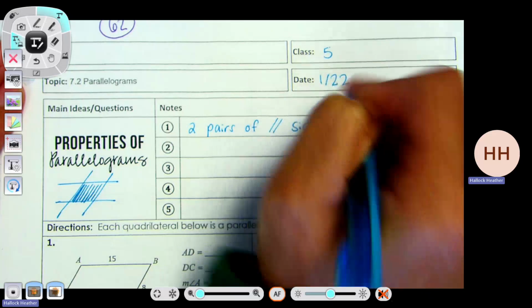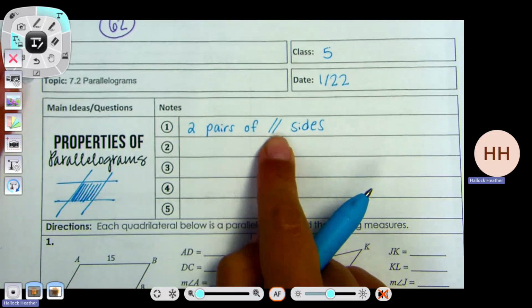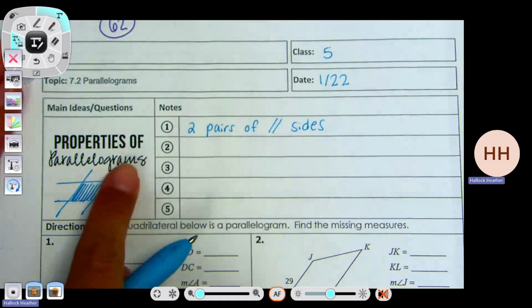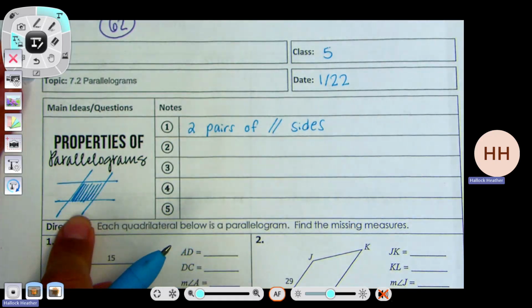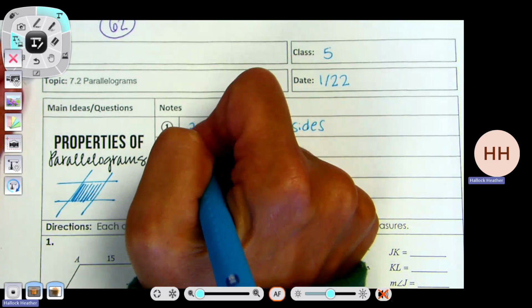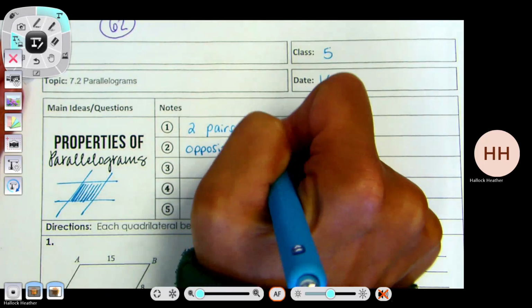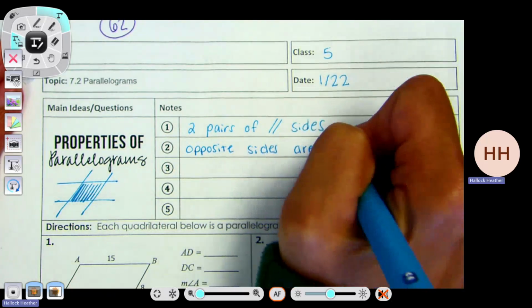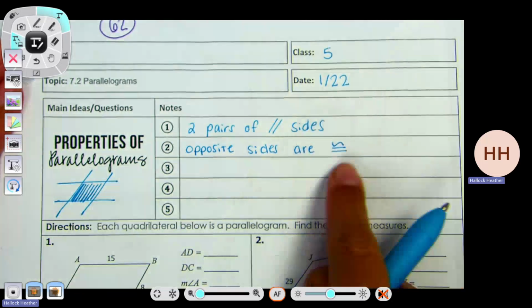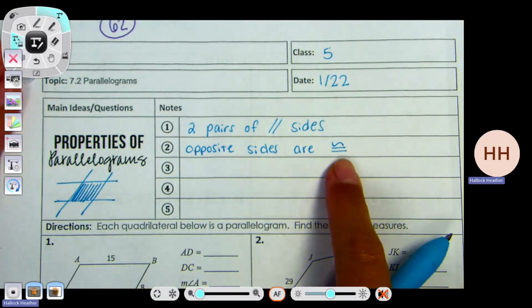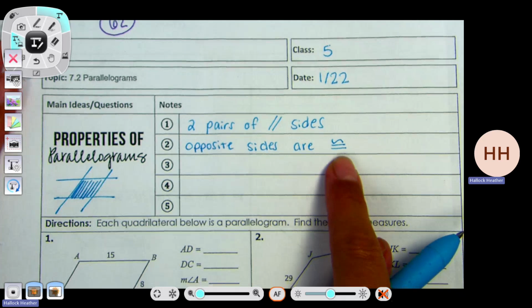You could write the word parallel if you want, but I'm lazy and I'm bad at spelling. So not only are the sides parallel, meaning they never cross, but also they're congruent. So opposite sides are congruent. Once again, I'm lazy, so I'm going to put the congruency symbol. The equal sign with the squiggle means congruent, which literally just means equal.